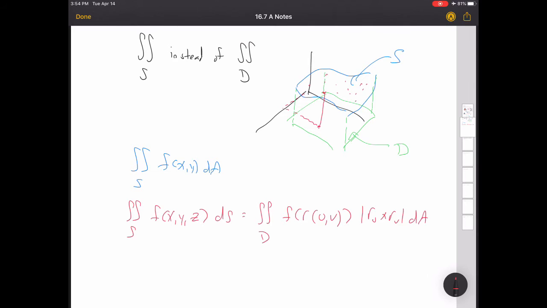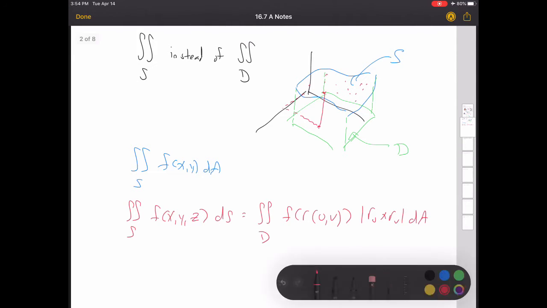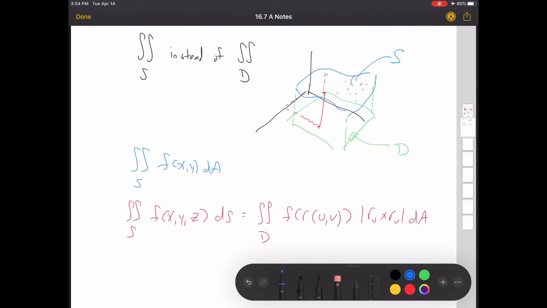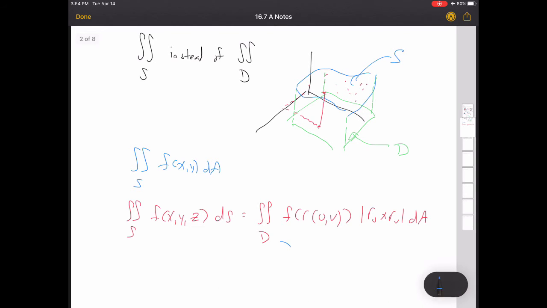But now here's the tricky part. This is over D. And I know you're probably saying, wait a minute, you just said it's going to be a double integral over S and not over D. That is true. But this D is not the same D as the one in the drawing. This D is not the projection down into the xy plane. This D now is the domain required to make up the surface S.